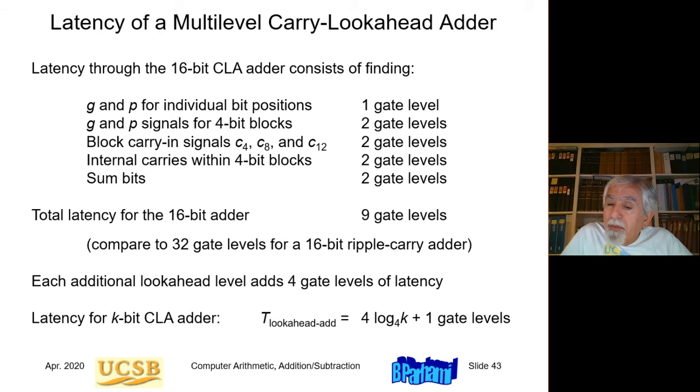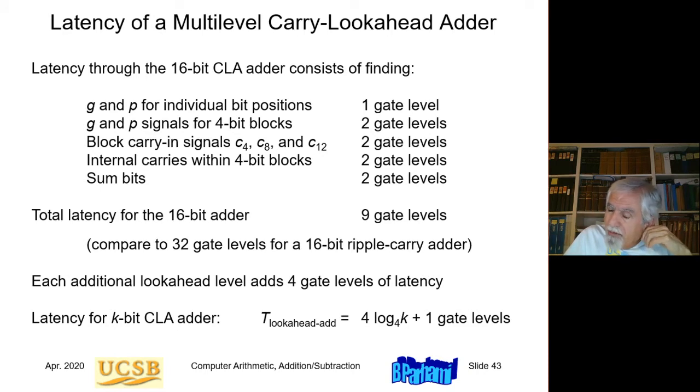So one more level will be added, and each level corresponds to 4 gate delays. So roughly speaking, the delay of a carry-lookahead adder built according to this strategy is 4 log k in base 4. So for example, if k is 64, I'm ignoring that 1 for simplicity. If k is 64, log of 64 in base 4 is equal to 3. That's the number of levels in the circuit that we have. 3 times 4 is 12.